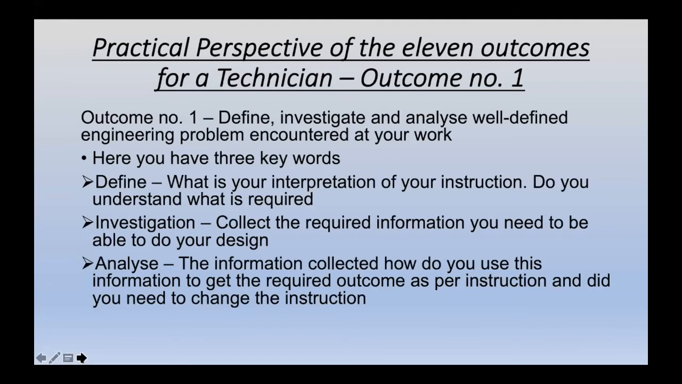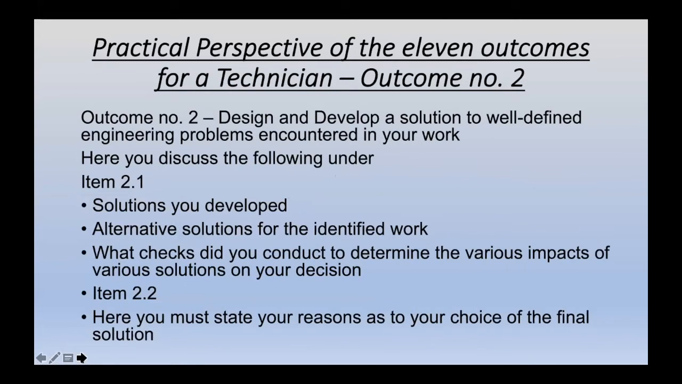Next. Outcome 2 is design and develop a solution to well-defined engineering problems encountered in your work. Here you discuss the following under item 2.1: solutions you developed, and alternative solutions to the identified work. What checks did you conduct to determine the various impacts of the various solutions on your decision? Item 2.2: here you state your reasons for your choice of your final solution. Next slide.